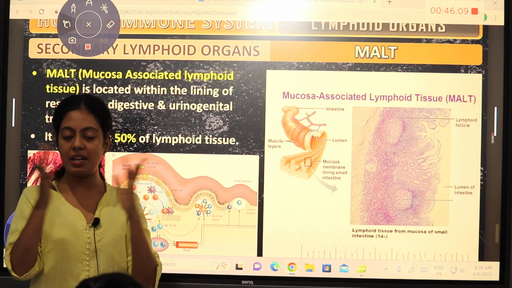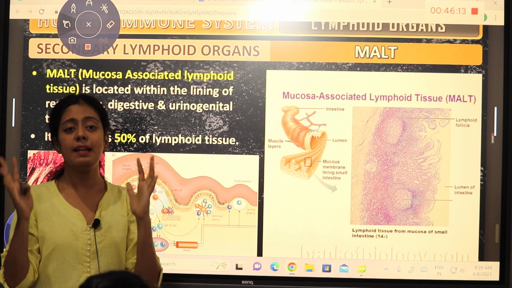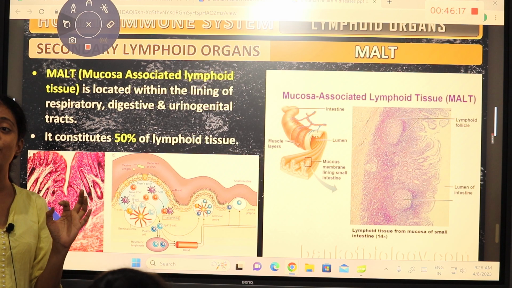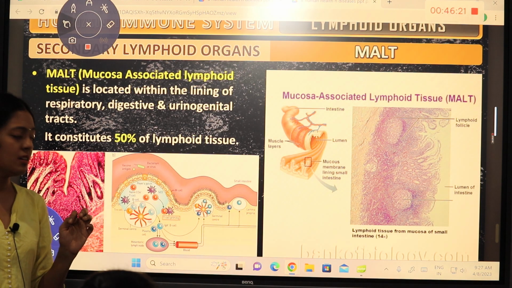So don't you think they are very huge organ systems? So they are going to form the maximum lymphoid tissue that is present, or we can even say the largest lymphoid tissue in our body is MALT. All of you are clear with this? Okay.